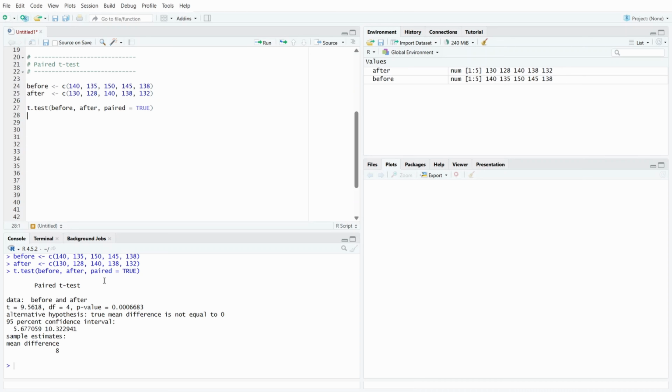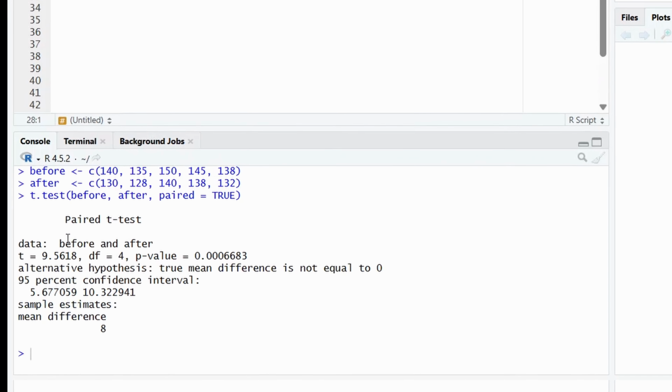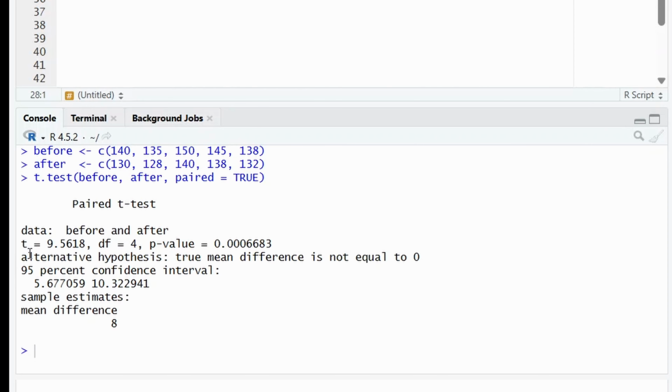Now let's walk through the results of this paired t-test step by step. We see t = 9.5618. This is a large t-value. The t-statistic represents how large the observed mean difference is relative to the variability of those differences. A value this large suggests that the change from before to after is substantial compared to the natural variation in the data. df = 4.